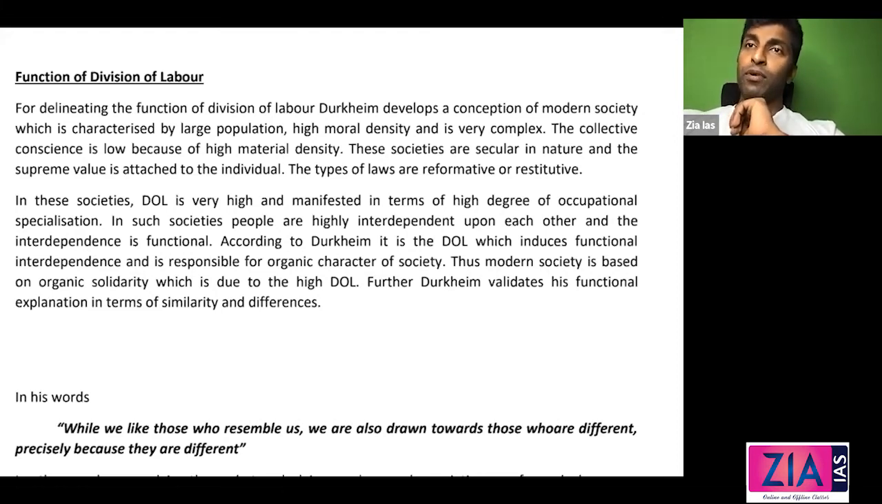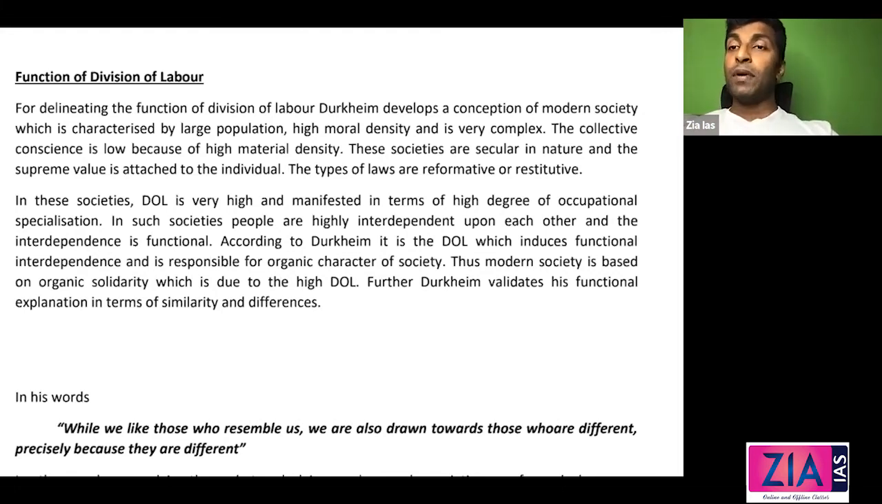Yes, society is more important than individual, obviously, but over a period of time, now, are we giving any such importance to society? No, right? We are not giving any importance to society, but we are depending on society for many things, and our actions are in one way or the other connected with society, at least family. Division of labor is high and manifested in terms of high degree of specialization.